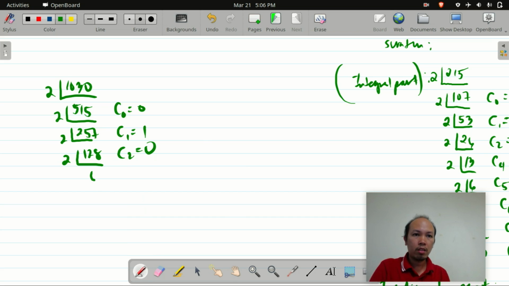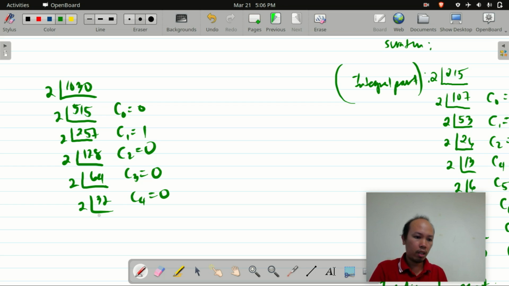64, our remainder is 0. Divide by 2. 64 divided by 2, we have 32. Our remainder is 0. Divide by 2 again, we have 16. Our remainder is 0 again.